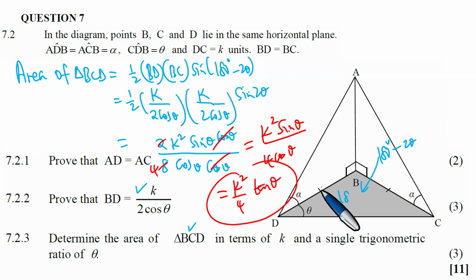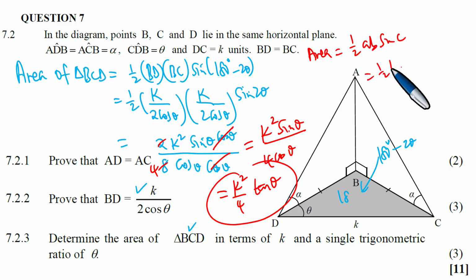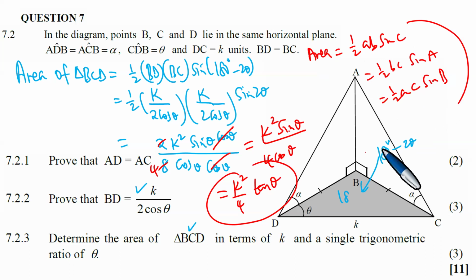So how do you find the area? There are the area formulas, like area is half AB sine C, half BC sine A, half AC sine B. So there are 3 area formulas we need to learn.